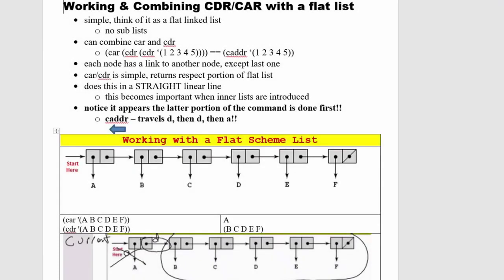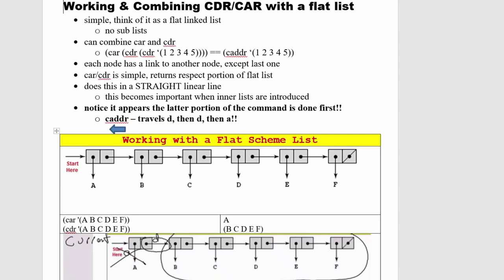So we're working on combining cdrs and cars within a flat list. Think of a flat list as flat and simple, there's no sub-list within it. You're going to see different forms of this, but we can combine them. So you see, we can do the long way of a car of a cdr of a literal list. It'll equal the same thing if we actually combine all the letters.